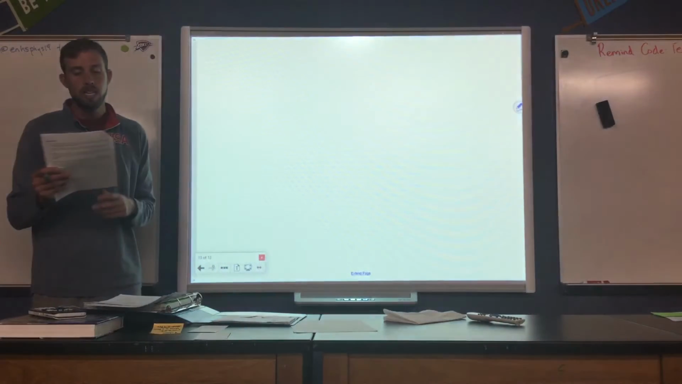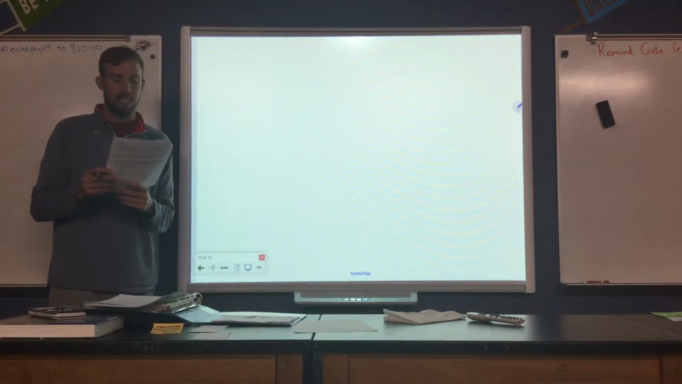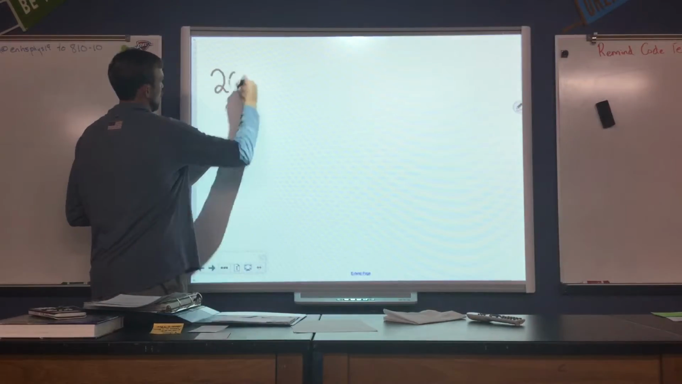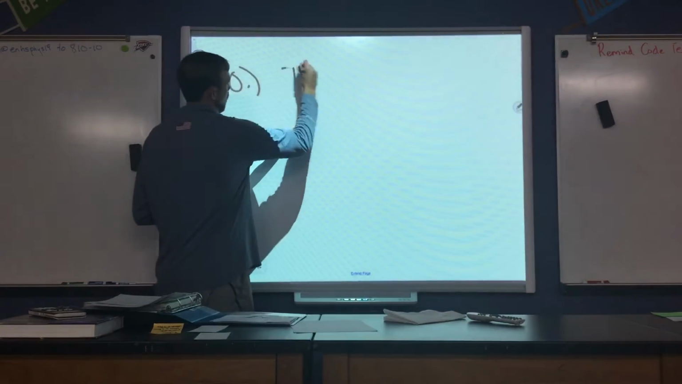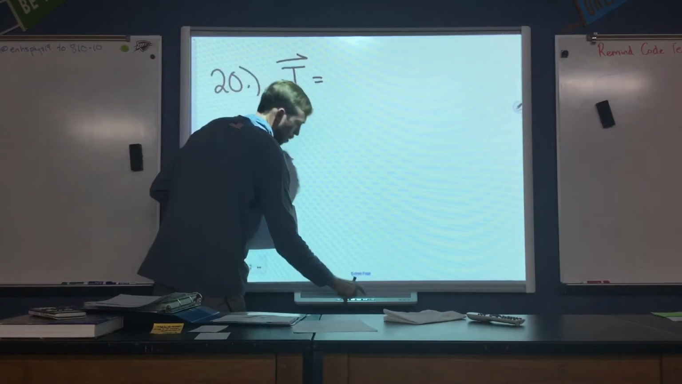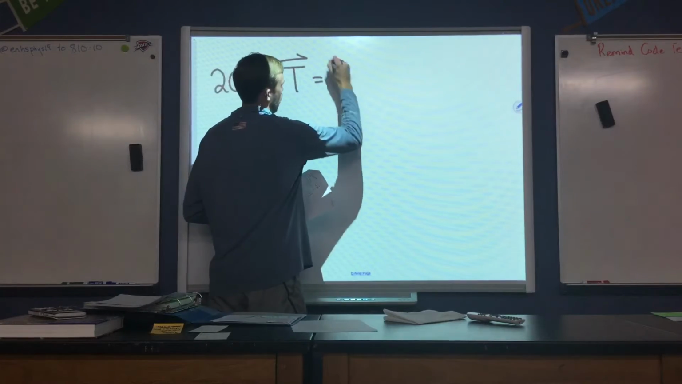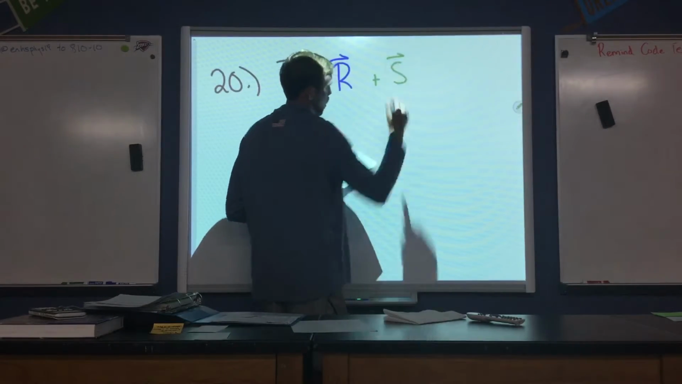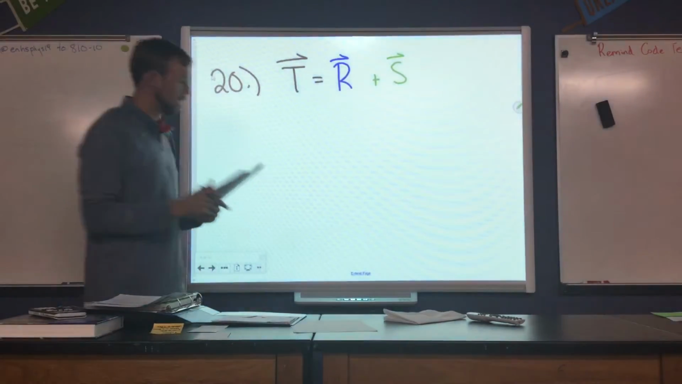Okay, now lastly, the final problem on your review says this. Define vector t such that t equals r plus s. So here, number 20, we're told vector t equals vector r plus vector s.